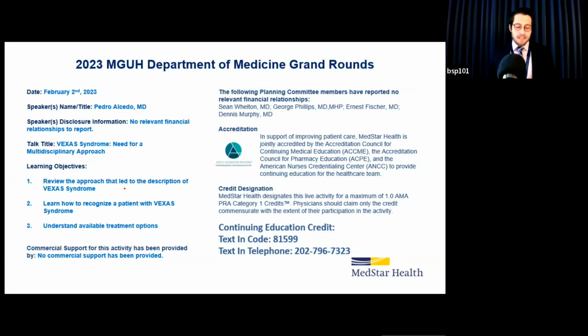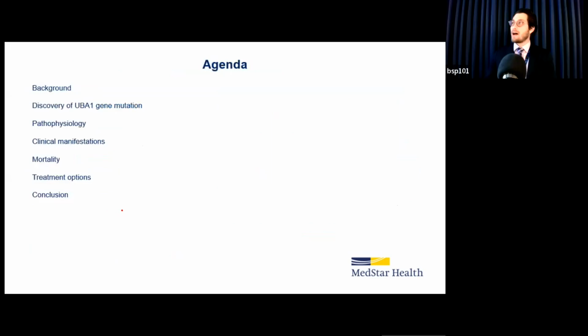So to understand these, the objectives are to review the approach that led to the discovery and description of VEXAS syndrome in late 2020, learn how to recognize these patients, and then understand the few but available treatment options that we have. And to fulfill these objectives, I'll take you through a small background, how the discovery of the UBA1 gene mutation happened at the NIH, the pathophysiology that this causes, the clinical manifestations of VEXAS, the mortality, which is important, and again, the few treatment options that we have available for these patients, ending with a conclusion.